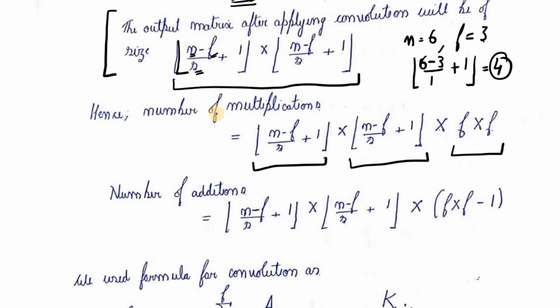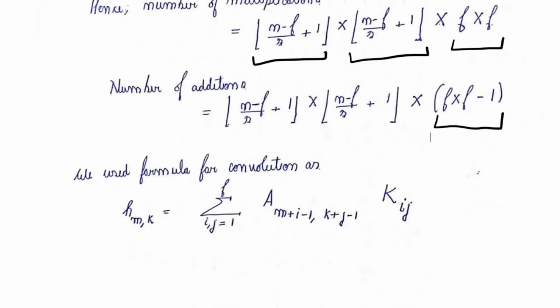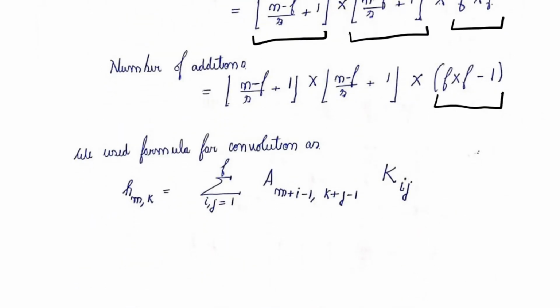The only difference between multiplication and addition is, if I am adding 9 quantities which are individually multiplied, then multiplications will be 9, but to add those 9 quantities, only 8 additions are needed. That's accomplished over here, and then we are able to find the number of additions as well. So this is exactly what is demonstrated in the formula for convolution.